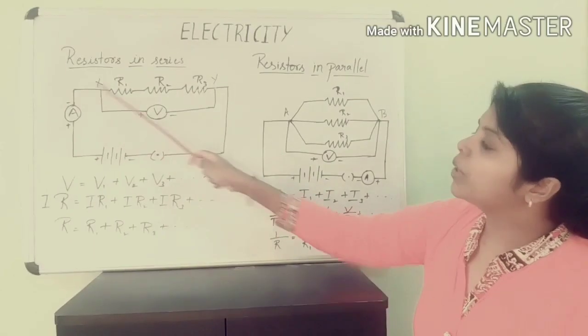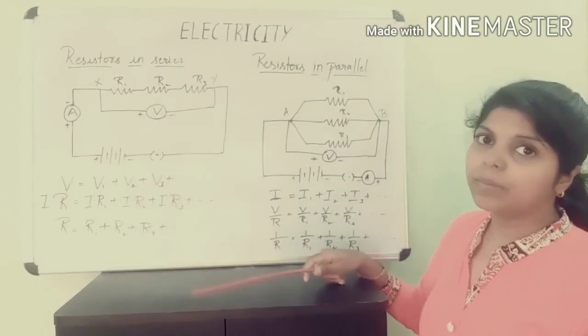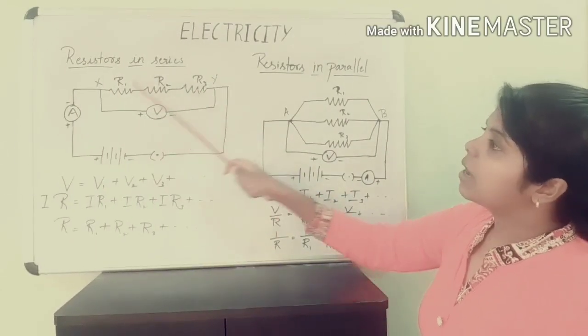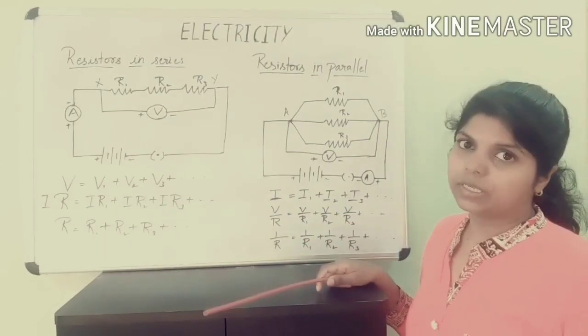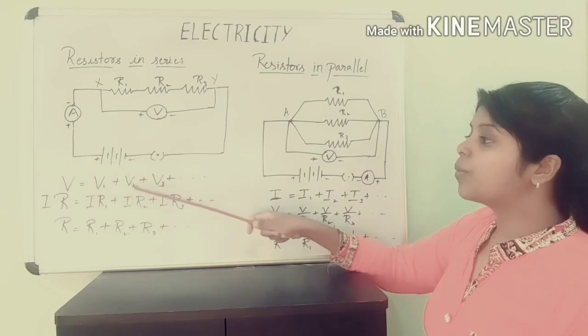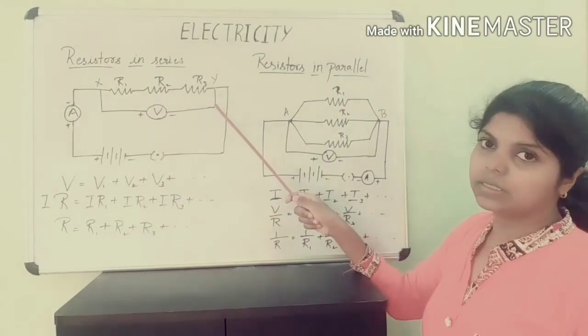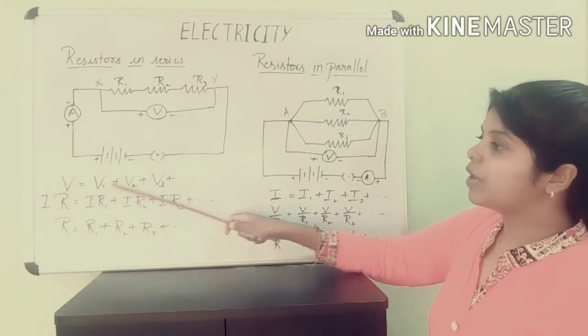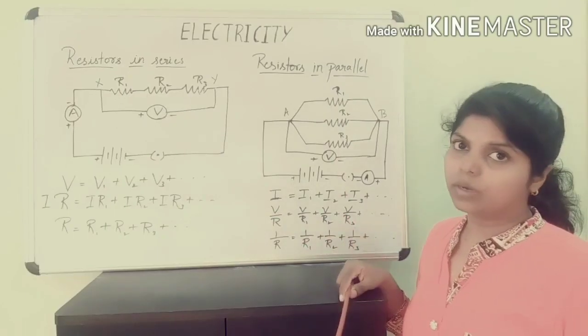The current flowing through each resistor is same, but the potential difference for each resistor is different. Therefore, total potential difference is equal to the sum of the potential difference of each resistor. V is equals to V1 plus V2 plus V3 and so on.